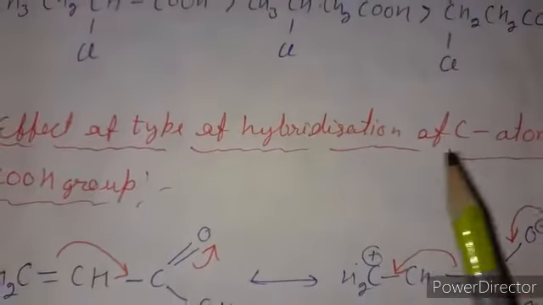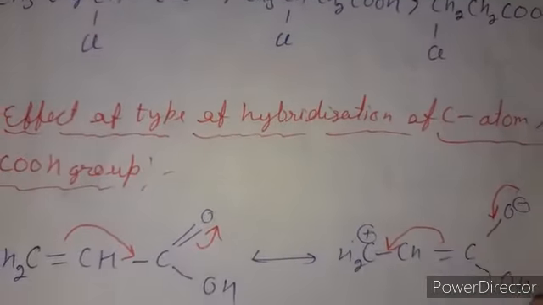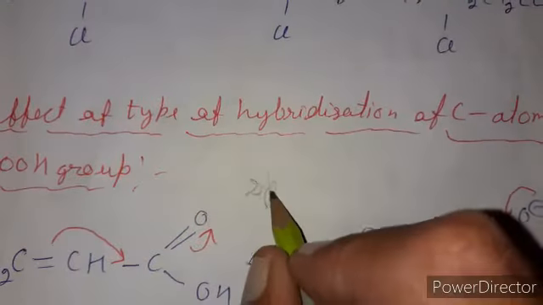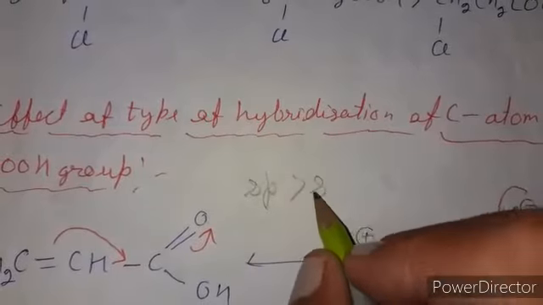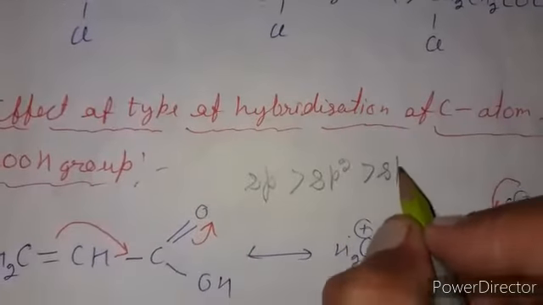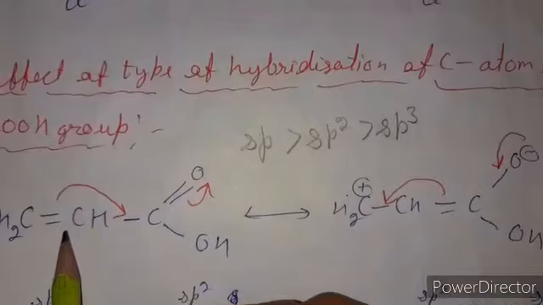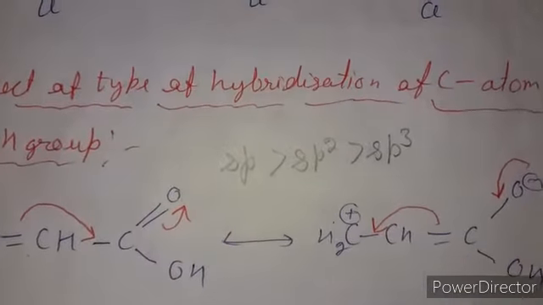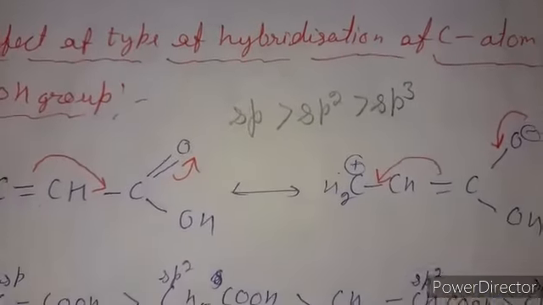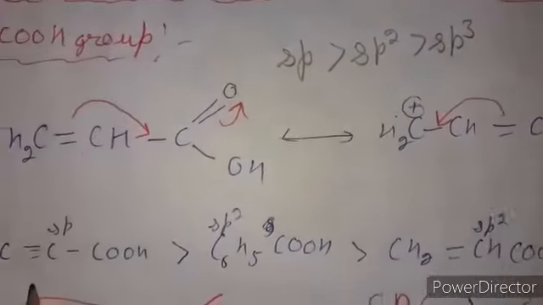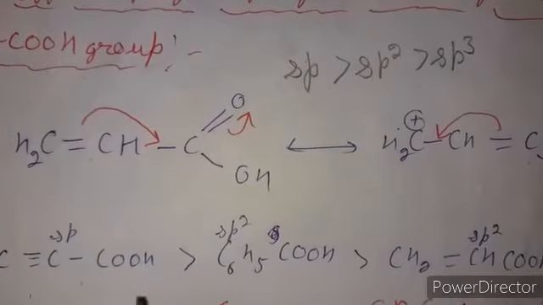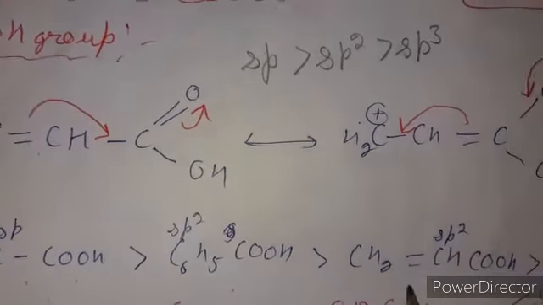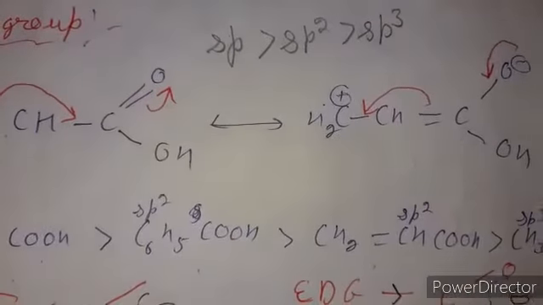Next, the effect of the type of hybridization of the carbon atom to which the carboxyl group is attached. We know that an sp hybridized carbon is more electronegative than sp2, than sp3. So here the sp2 configuration undergoes hyperconjugation or resonance. So due to this, the alkyne group or this propionic acid is more acidic as compared to benzoic acid, as compared to ethanoic acid, as compared to acetic acid.